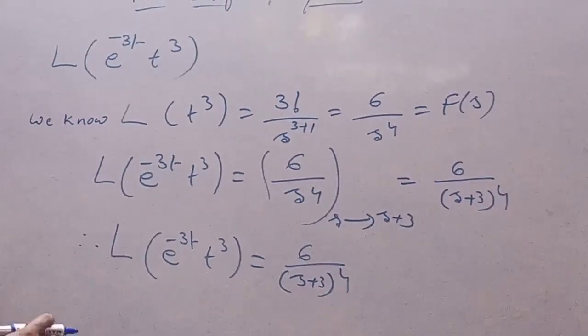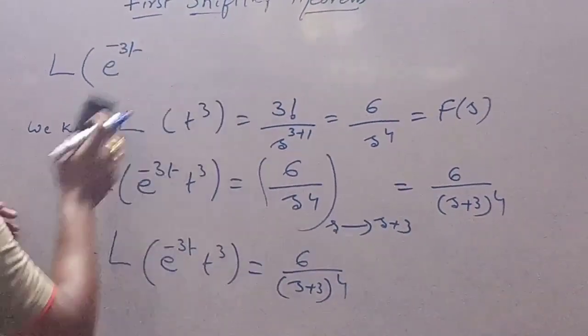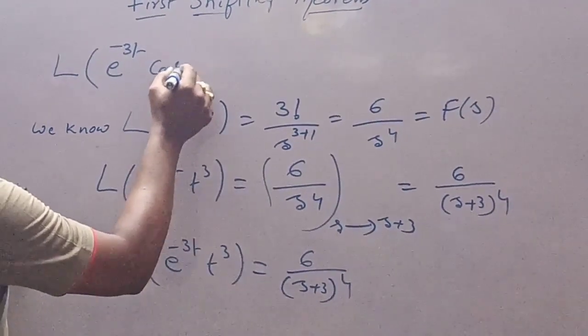Similarly, for sine or cos, take cos 5t.